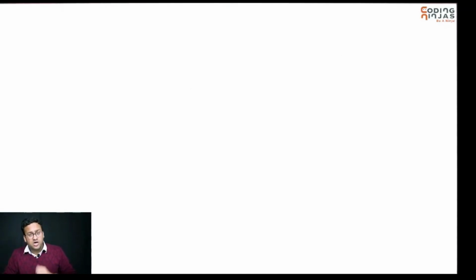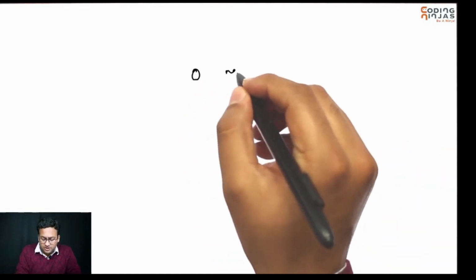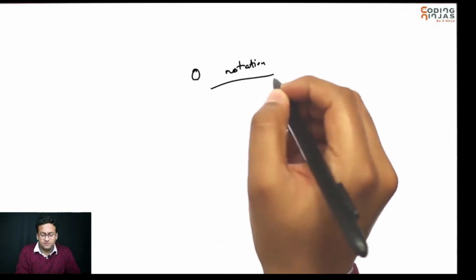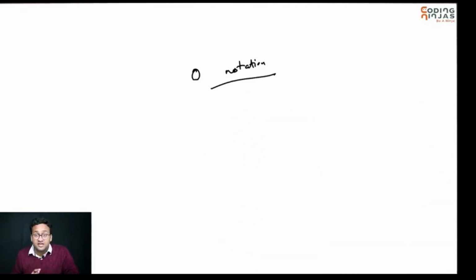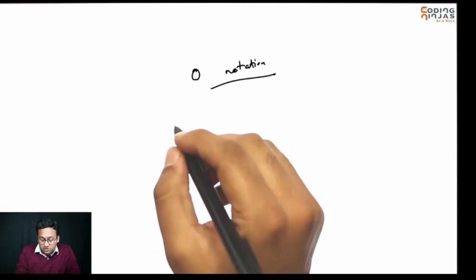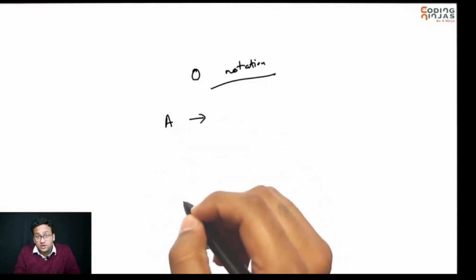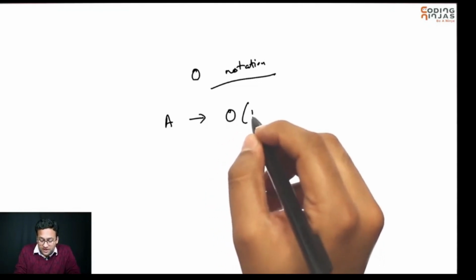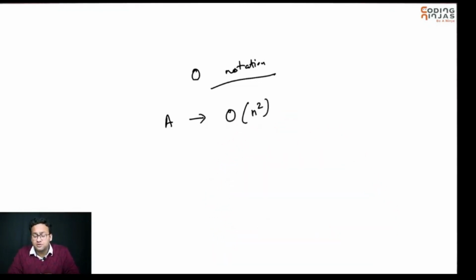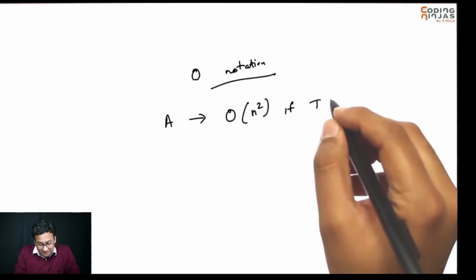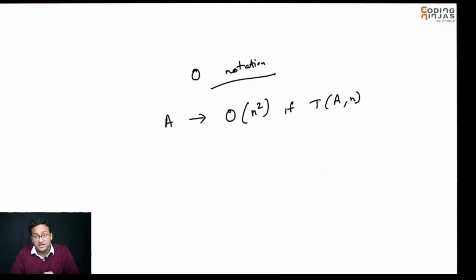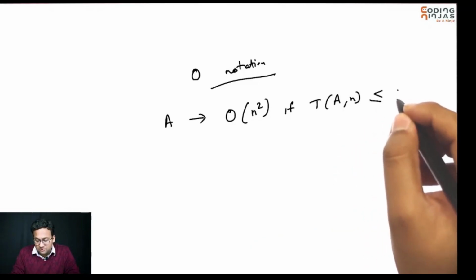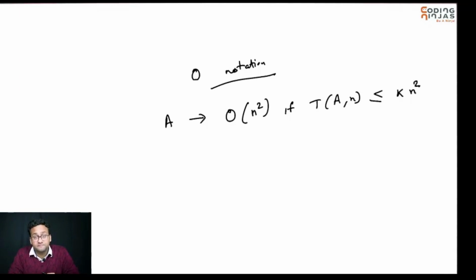Perfect. So now let's talk about the big O notation in a little more detail with a proper definition, so that we understand how we say some algorithm is big O of something. What exactly is this big O notation? So an algorithm A is called big O of n square, let's say, for example, if the time taken by algorithm A for input size n is less than or equal to some constant k into n square. I have taken an example of n square. This could be anything else.